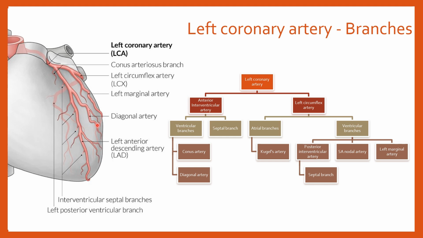So to remember the ventricular branches of the left circumflex artery, you can remember the mnemonic SLAP. So S is for the sinoatrial nodal artery, L is for left marginal artery, A is for the atrial branch, and P is the posterior intraventricular artery.